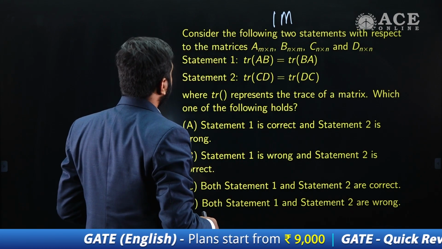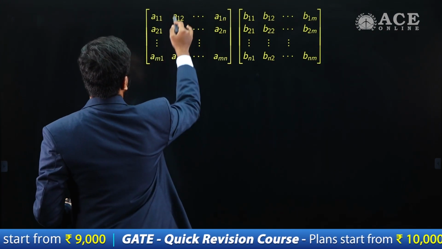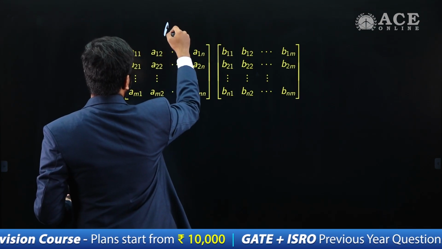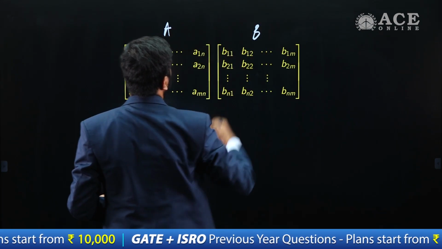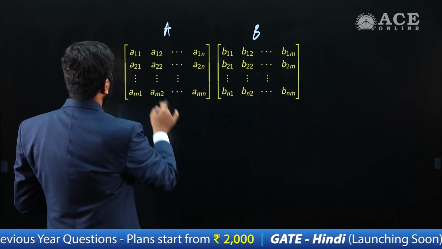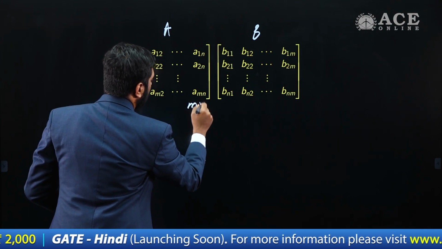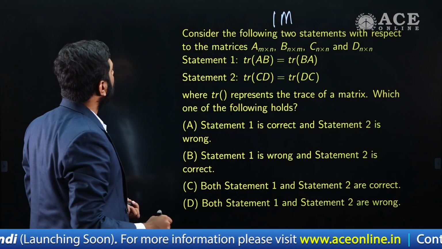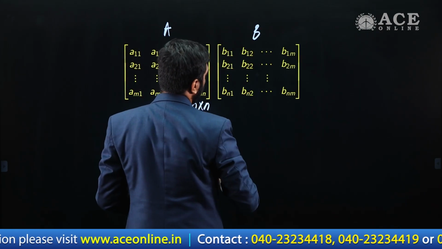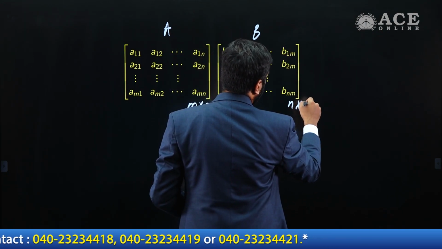So I have this activity in front of me. This is the matrix A, and this is matrix B. The order of A is given in the problem as M cross N. Look at this: first row, second row, and so on, M rows. So this is M cross N. And the order of B is N cross M. That is N rows, 1, 2, and so on, N rows, and M columns. So this makes it N cross M.